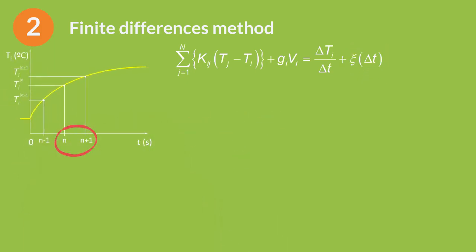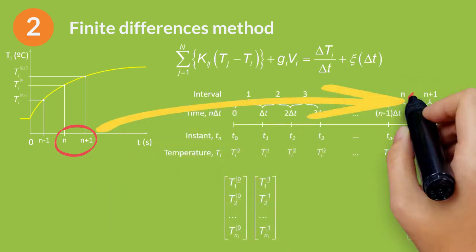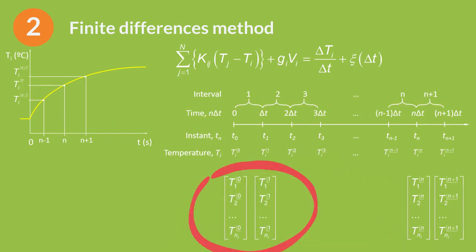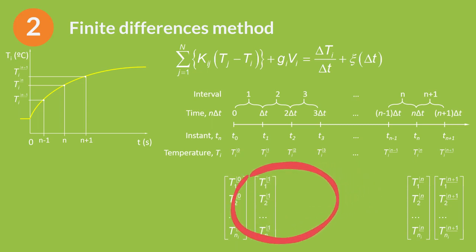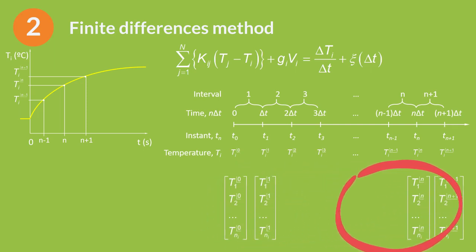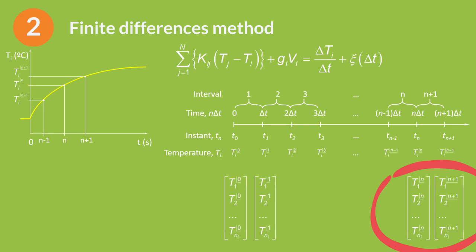This methodology consists in dividing time in time intervals that last delta t. The temperature is calculated only in predefined instants. Notice that we use the subscript to identify the position of the node, and the superscript to identify the instant at which the temperature of nodes are calculated. Using the initial vector for n equal to 0, we calculate the vector for n equal to 1. In a generalized way, from the vector at time n, which is known, we will calculate the vector at time n plus 1, which is unknown.